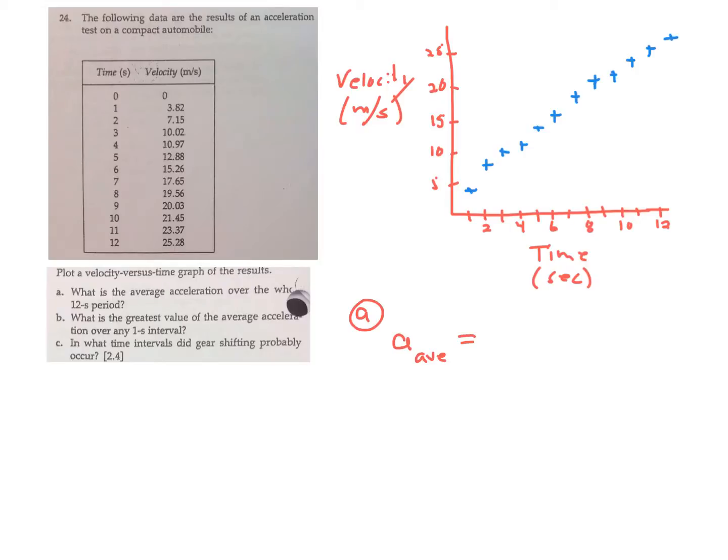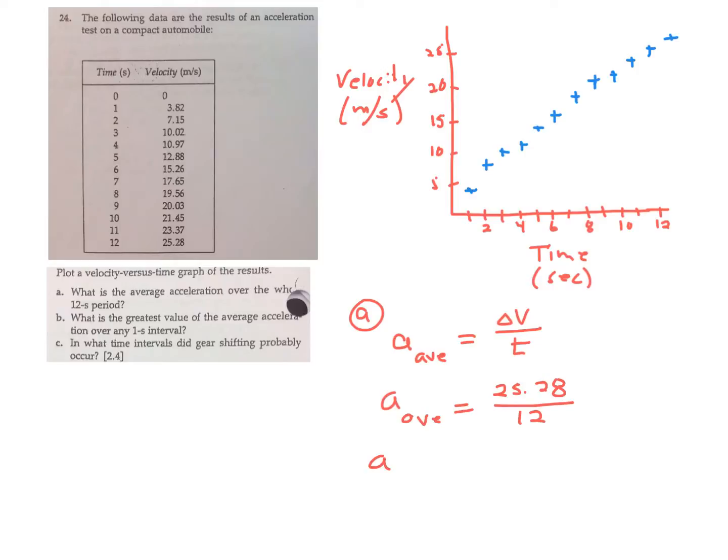If you wanted to, you could plug that all into your calculator and get a nice line with a calculated slope, but overall it's just as easy to do this: delta V over T if you take the whole time period. So in this case, the total change in velocity is 25.28 meters per second in the 12-second time period.